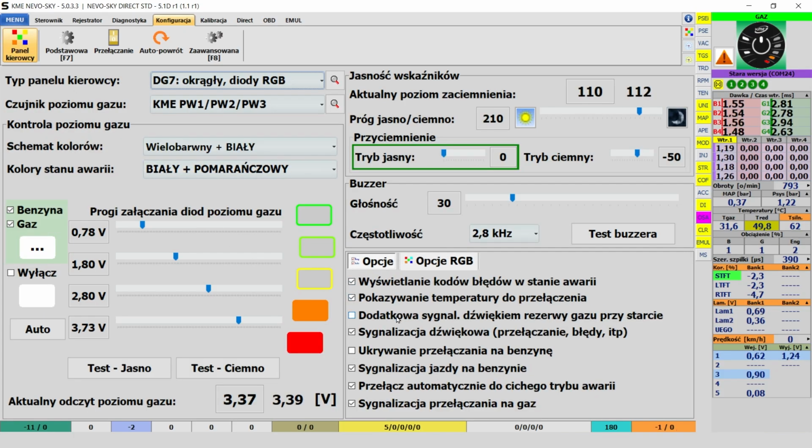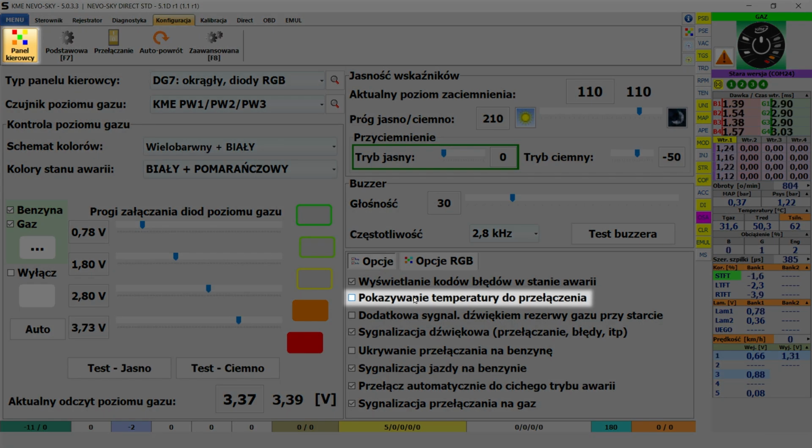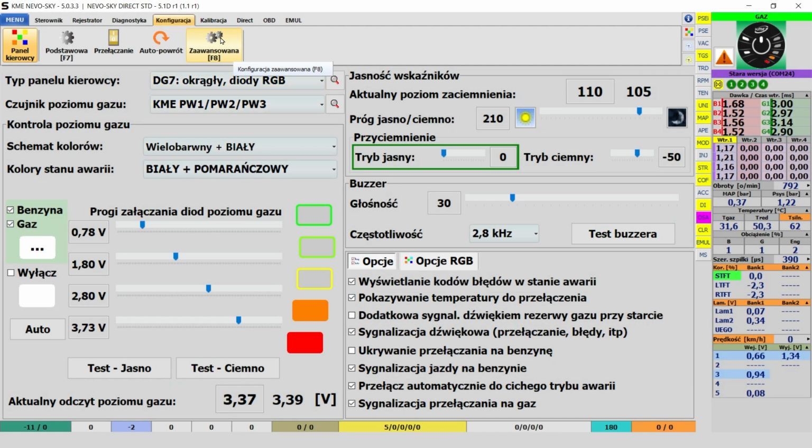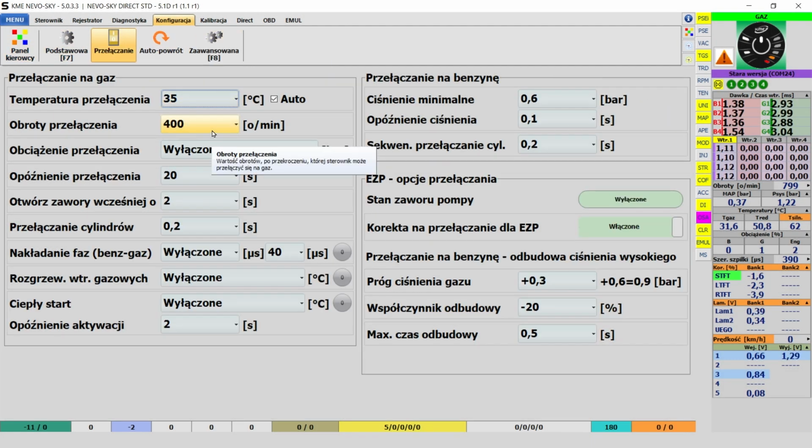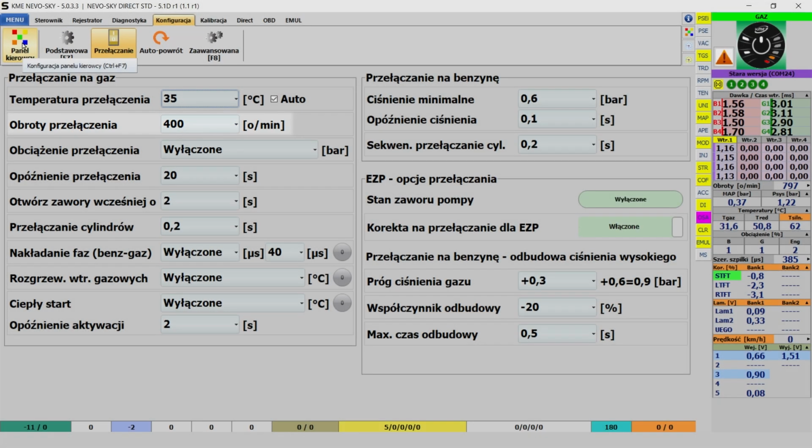Another option is switching load. In this case, the load at which the switchover occurs cannot be higher than the set value. This allows switching only when the engine is unloaded, with a load drop, which in result will ensure smooth switching to gas supply.